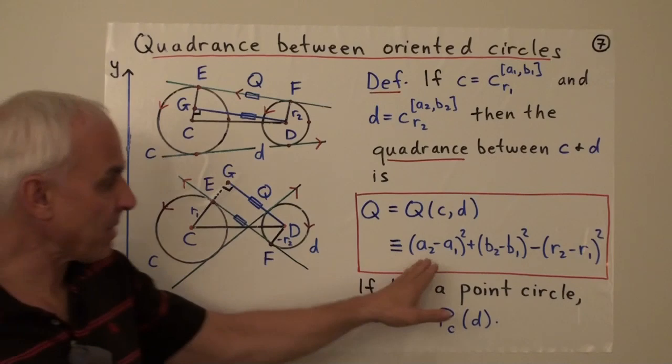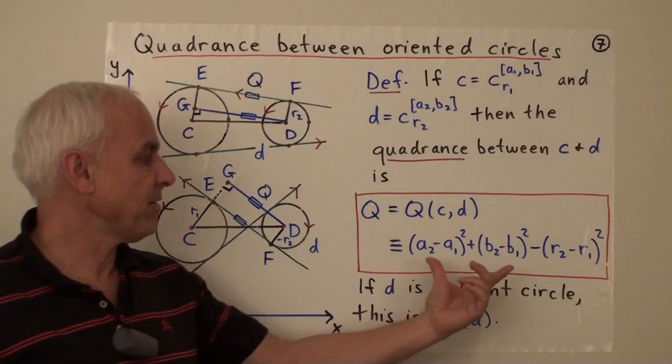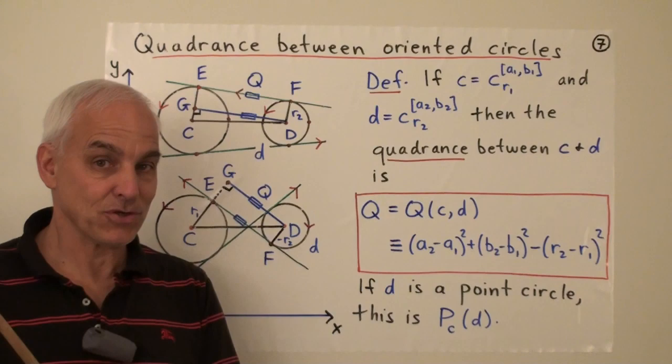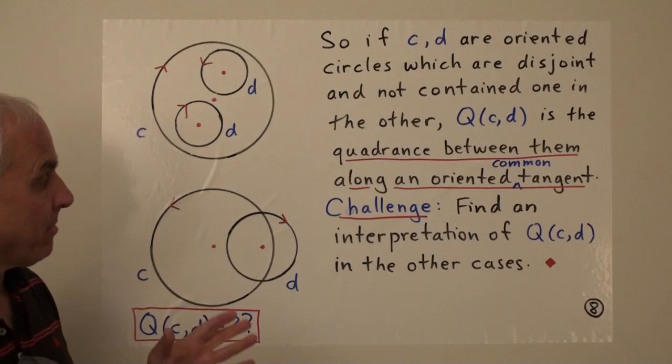And you can perhaps now see where I'm going. In terms of the coordinates a1, b1, r1, and a2, b2, r2, this is essentially just a relativistic quadrance in a three-dimensional space. Exactly the kind of thing that we introduced at the beginning of our lecture. All right, very good. So we've been exposed now to some new circle geometry that will be novel to a lot of you. So there's some interesting opportunities for thinking about things here.